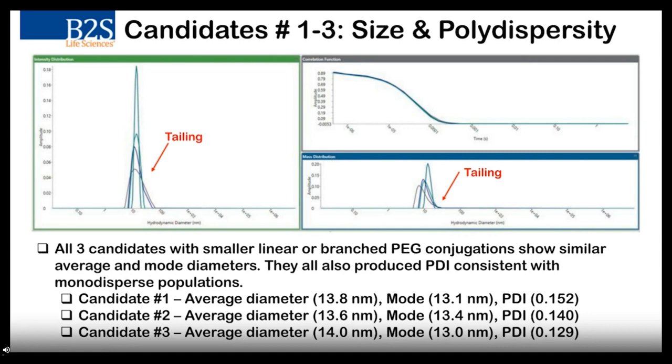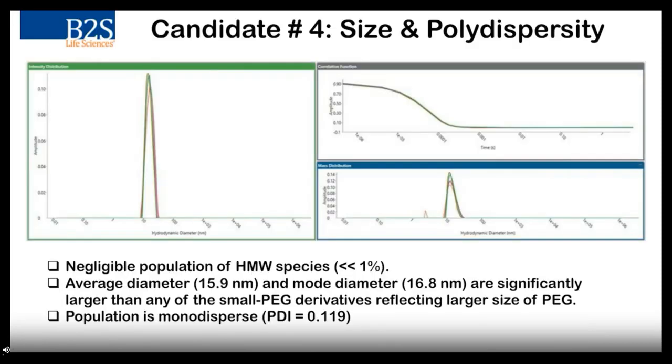So moving on to the numbered candidates, candidates 1 through 3, again, these are the short chain PEG modified enzymes. When we were examining the DLS data, they were all pretty similar. The diameters were between 13.6 and 14 nanometers for the average diameter, and then right around 13 for all of the mode diameters. The PDIs were all indicating monodispersed samples. So in this data set, they all looked more or less the same.